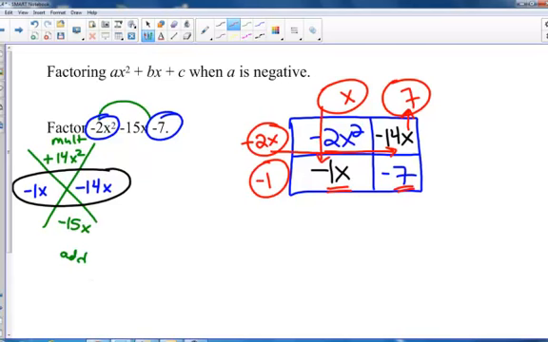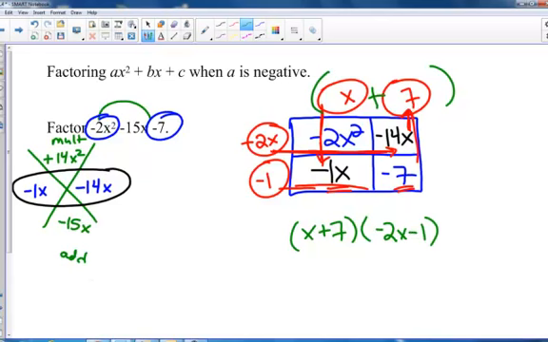Now, let's check this out. Negative 2x times x is negative 2x squared. Negative 2x times 7 is negative 14x. Negative 1 times x is negative 1x. Negative 1 times 7 is negative 7. This way, my factored form is x plus 7, negative 2x minus 1.